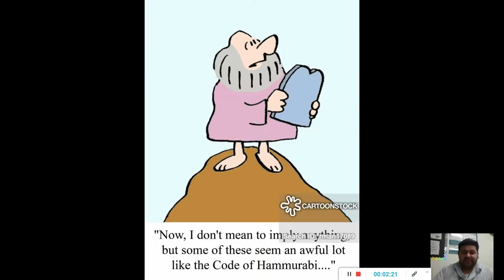So here's the warm-up picture, as you can see. The guy says, now, I don't mean to imply anything, but some of these seem an awful lot like the Code of Hammurabi. Okay, so if you don't know what that is, that's the 10 Commandments. So the first question is, what are two things that you see? The next one is, what do you think this artist is trying to say? So go ahead and write your answers to those. Pause the video, okay, because we're moving on in 3, 2, 1.